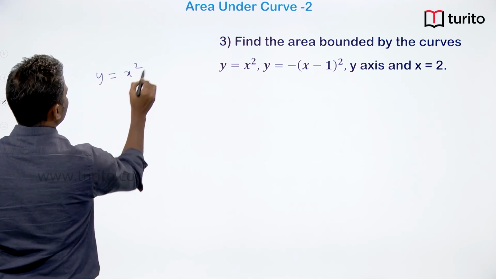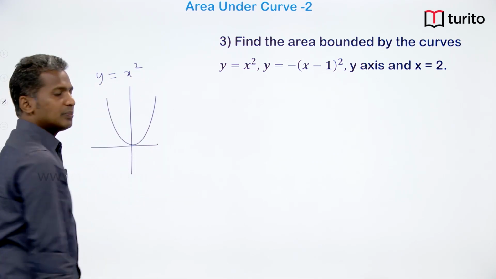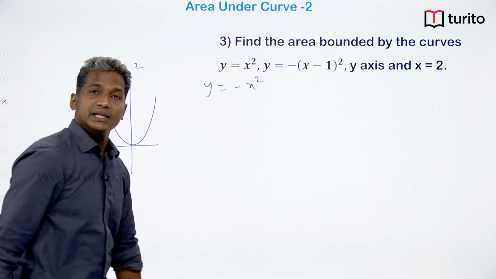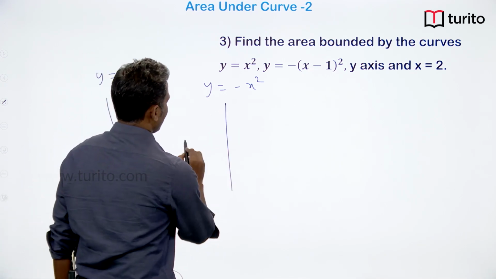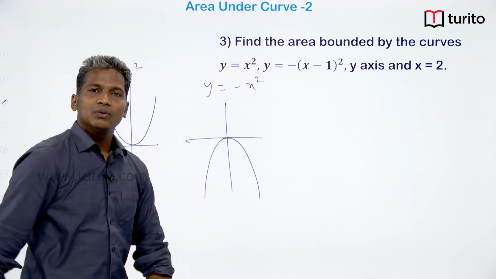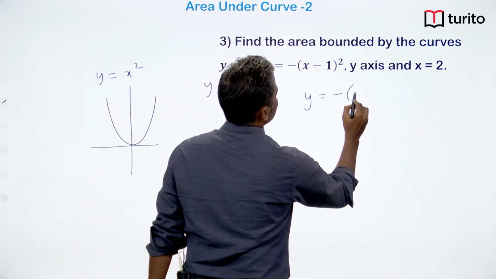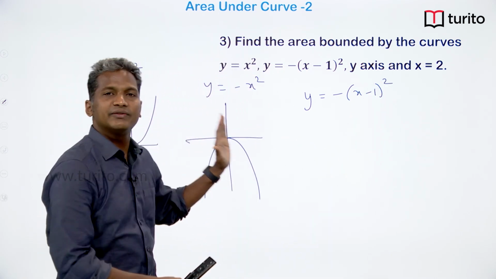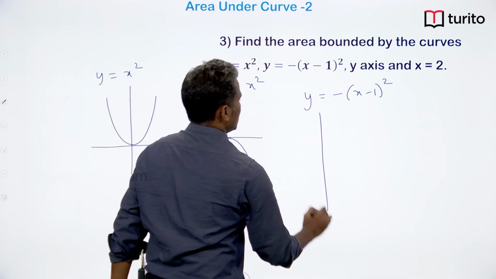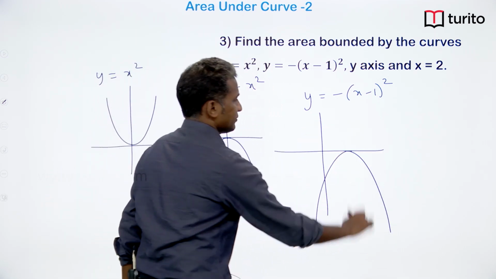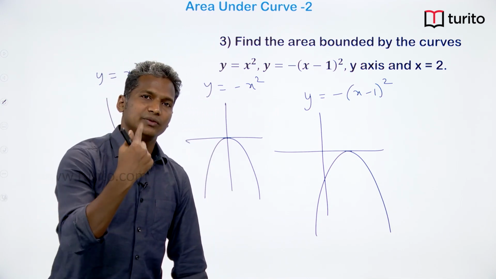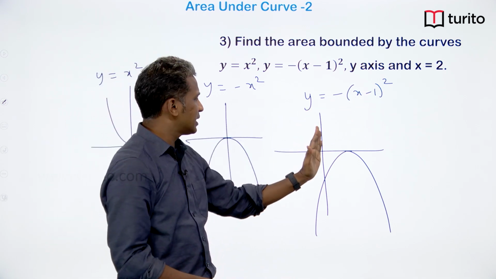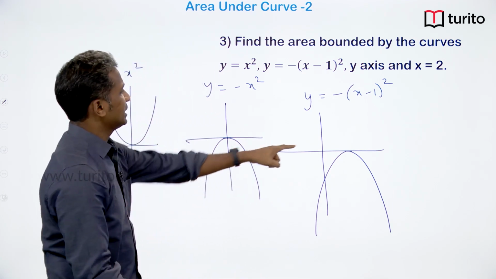We know the function y equal to x square, it is a parabola like this. What about y equal to minus x square? It is the reflection about the x axis. This is the graph. What about y equal to minus x minus 1 whole square? It is this graph which is shifted 1 unit to the right side. In place of x, if you get x minus 1, it means the graph shifts 1 unit to the right. Okay. Suppose x plus 1 is coming, that means the graph will shift 1 unit left. So basically this is the graph. Okay.